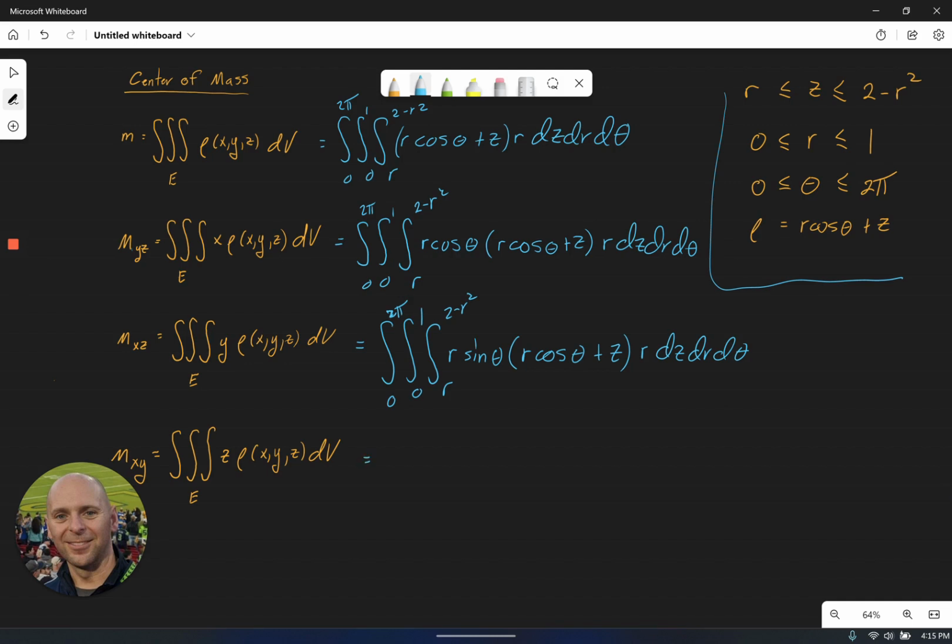And finally, the moment about xy. Get our triple integral. This is z, which in cylindrical coordinates stays the same. R cosine theta plus z times r dz dr d theta. Throw on the last limits here, and we're done. So those are all set up now. It's just down to making the actual calculations for those antiderivatives themselves.